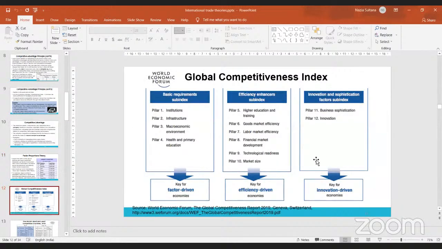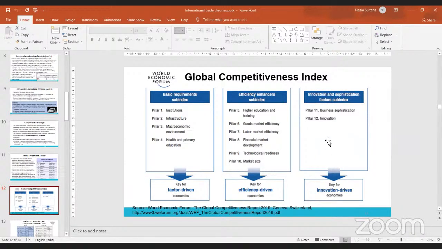So you have the global competitiveness, which, according to the World Economic Forum, is based on what kind of factors they have. Whether the economy is driven by factors, whether the economy is driven by efficiency, whether the economy is driven by innovation.